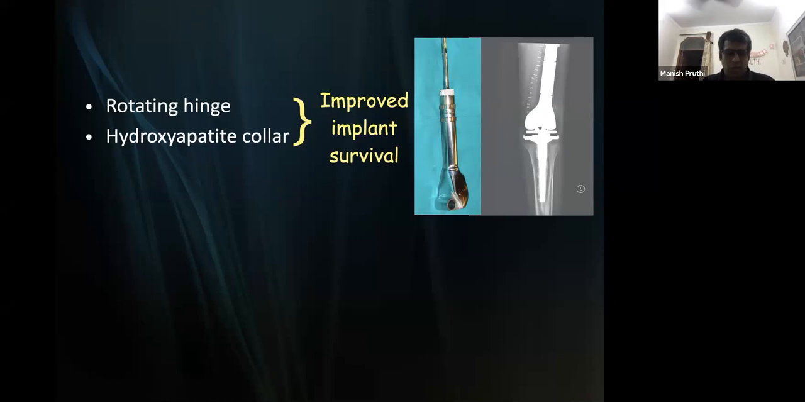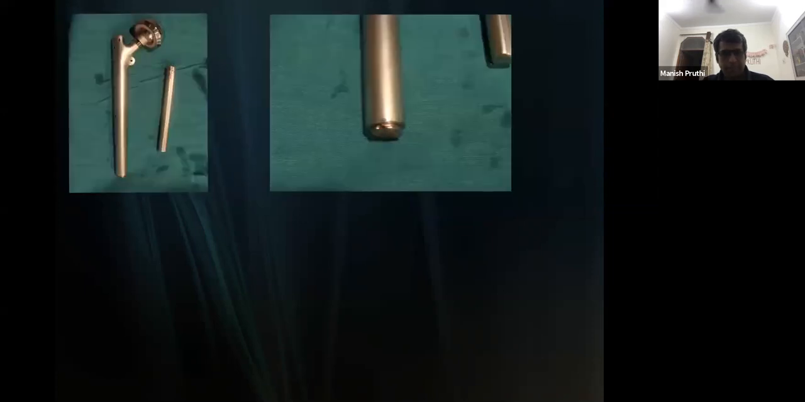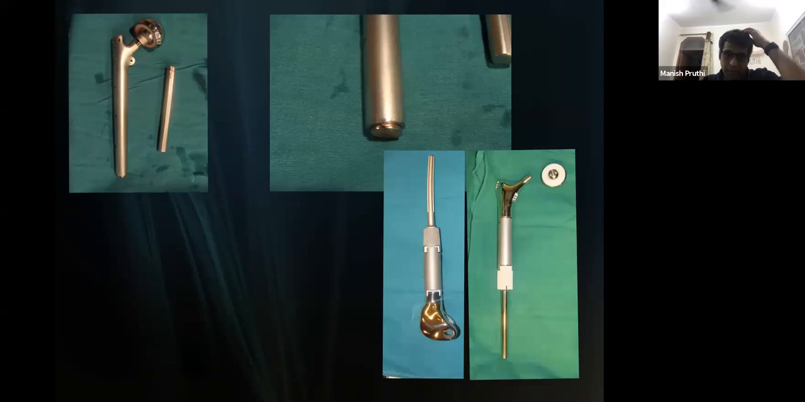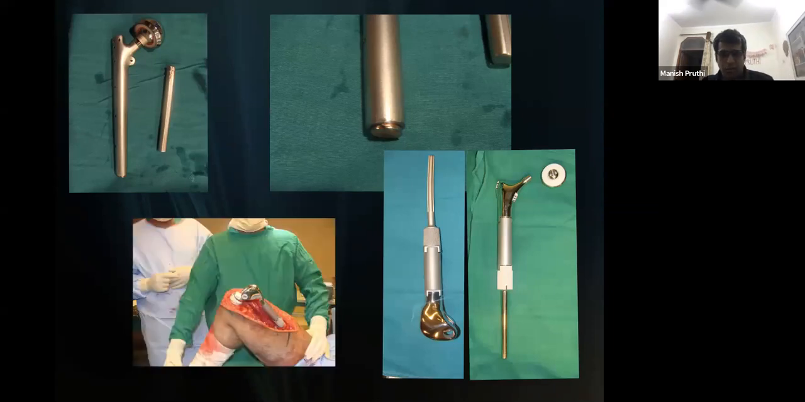And we can have a hydroxyapatite or a metal collar that I'll be showing in further slides, which helps in a better binding of the prosthesis to the native host bone, and improves the implant survival. Sometimes we face implant breakage because of a bad design of a prosthesis, and that is how we have rectified this. Now we use a hydroxyapatite collar.